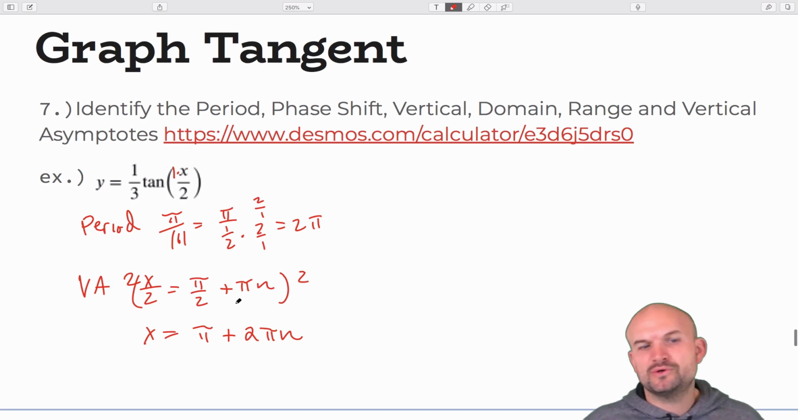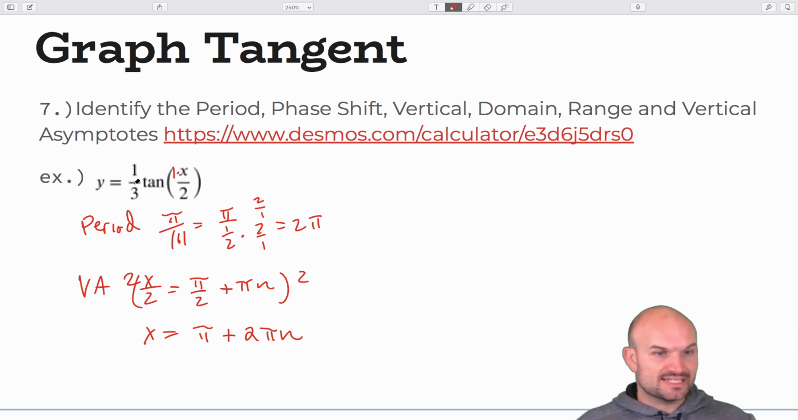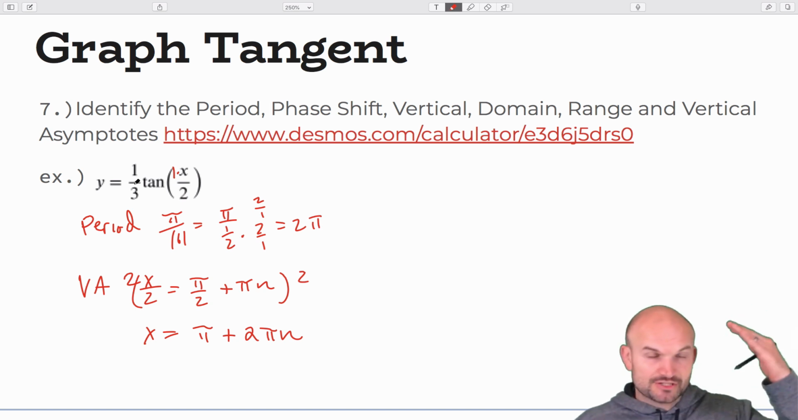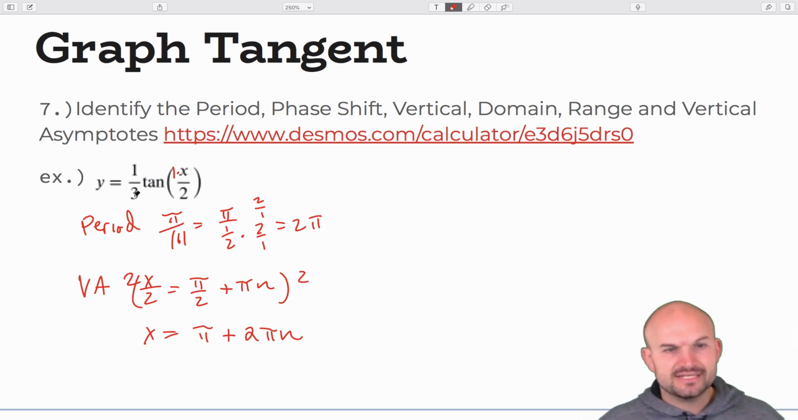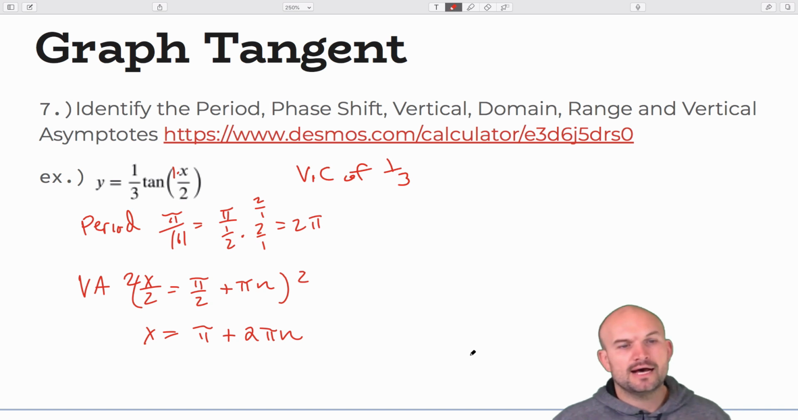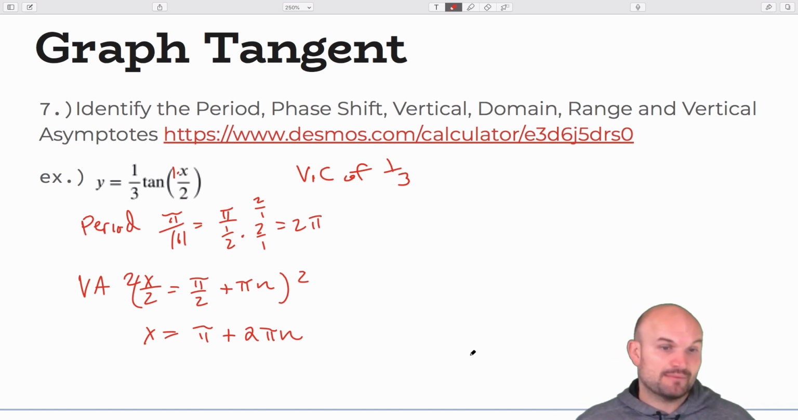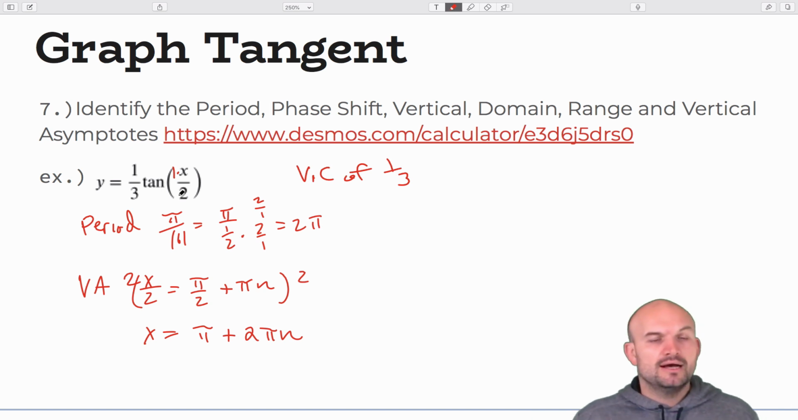Now, again, remember when we're doing tangent here, we're not identifying the amplitude. There is no amplitude. So if we have a number in front, that is a vertical stretch or a vertical compression. In this case, we're multiplying by 1/3, so we can say that is a vertical compression of 1/3, right? The period, again, is pi divided by b. So in this case, we end up getting 2 pi. And again, you're multiplying by 1/2, so that's a horizontal stretch.